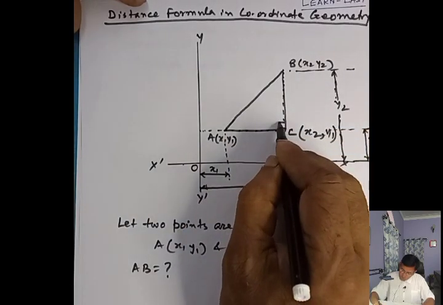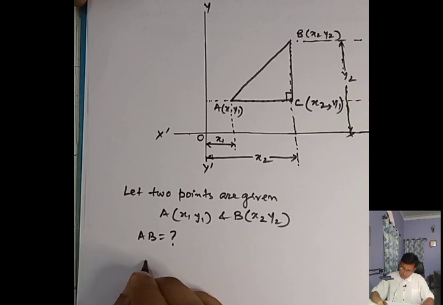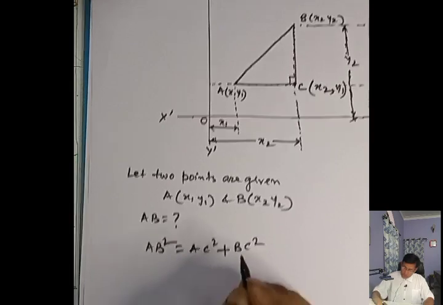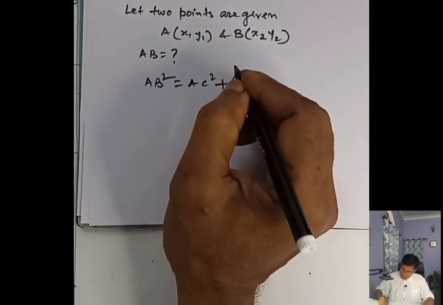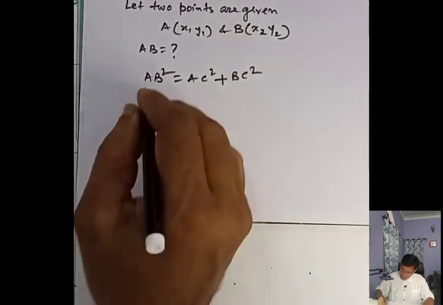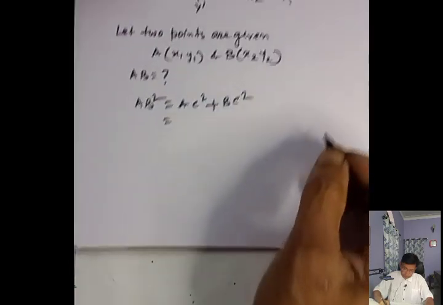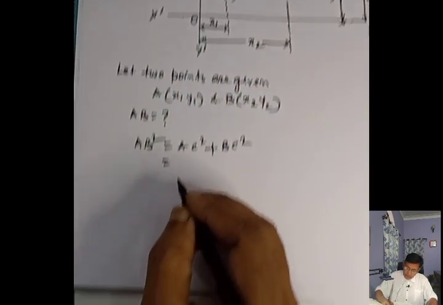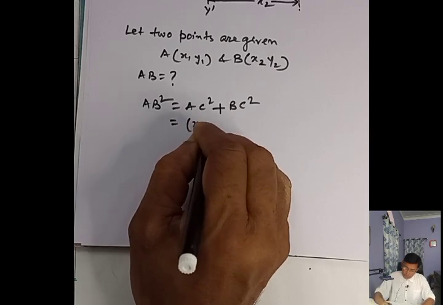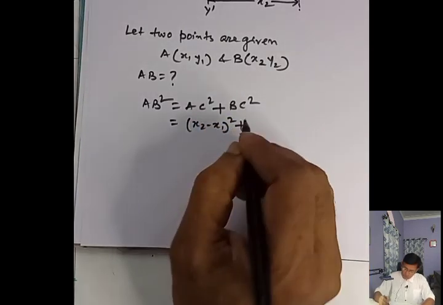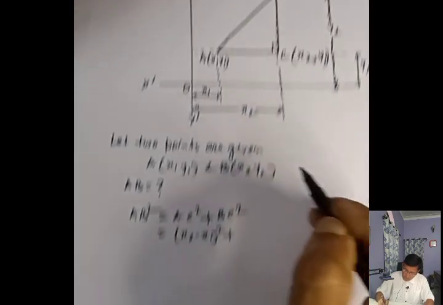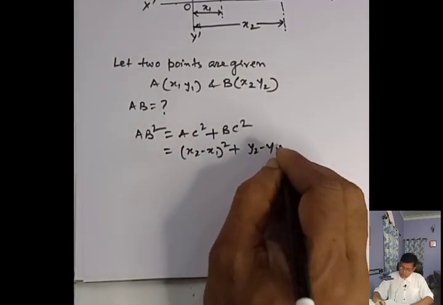ABC is a triangle, a right angle triangle. So hypotenuse square is equal to AC square plus BC square. Now AC means x2 minus x1, so AC square means (x2 minus x1) square, plus BC square. BC means y2 minus y1, so BC square means (y2 minus y1) square.